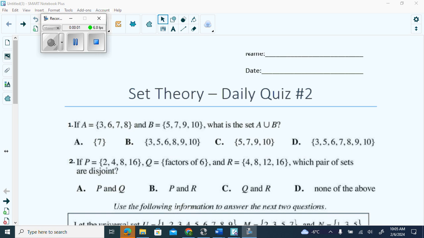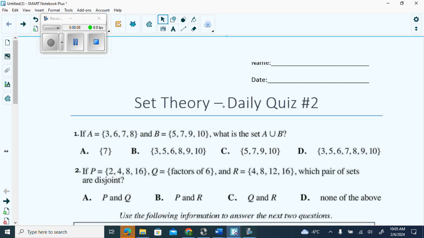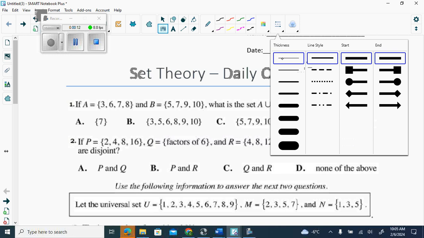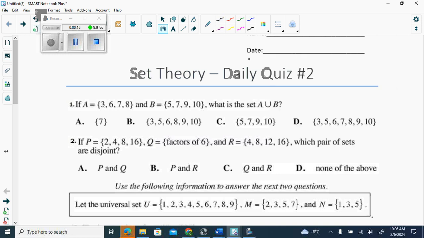A equals 3, 6, 7, 8, and B equals 5, 7, 9, 10. What is this symbol? Or and union. Both are correct. I was actually looking at both of them, and you answered both of them. Now, how do we know it's union?